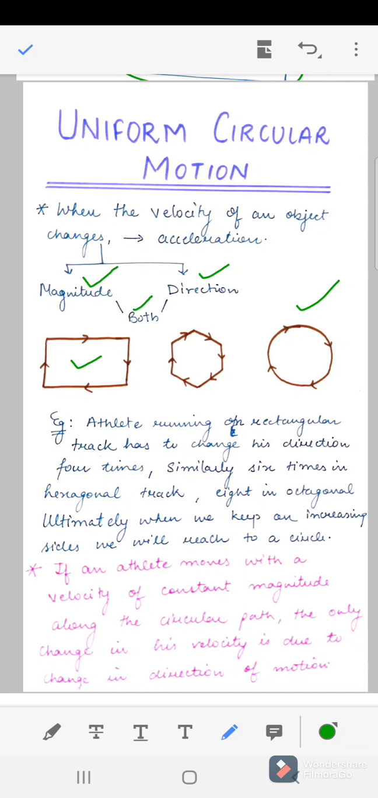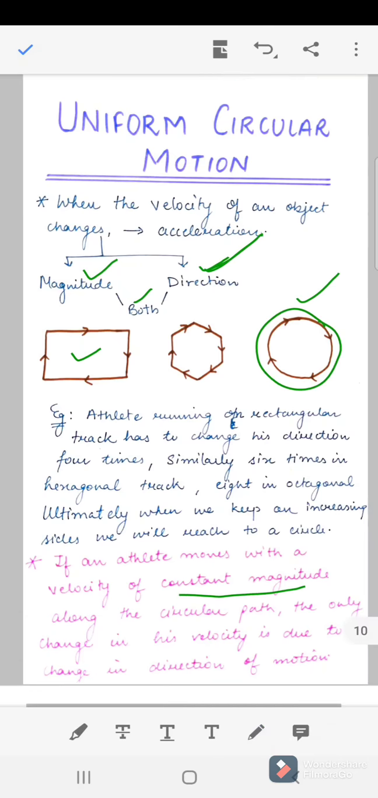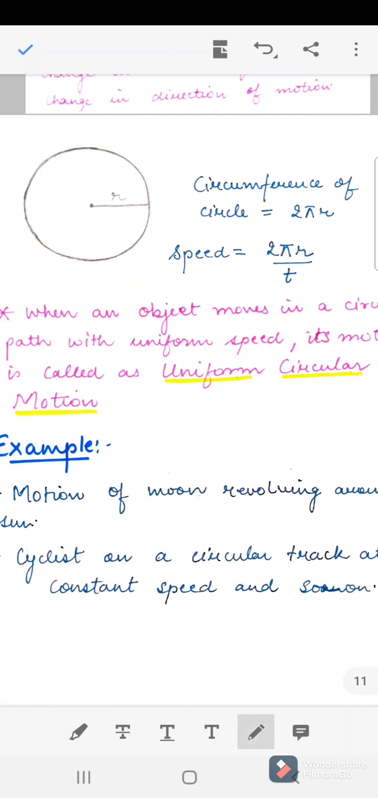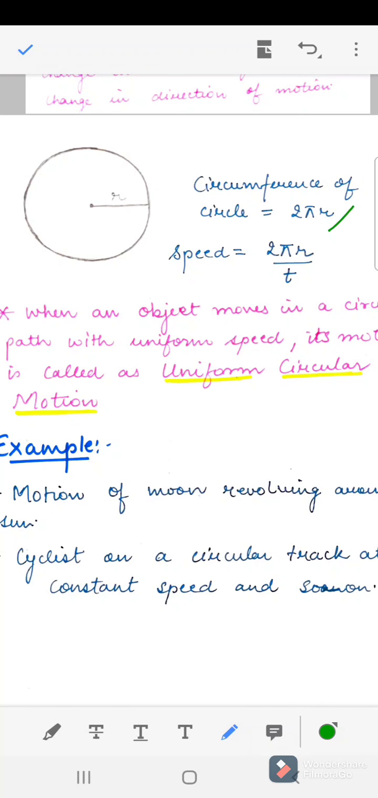If an athlete moves with a velocity of constant magnitude along this circular path, the only change in his velocity will be due to the change in direction of motion. So the change in direction of motion will provide the acceleration. The circumference of a circle is 2 pi r, where r is the radius of the circle, and when the athlete runs, he will cover the distance of the circumference, that is 2 pi r. So the speed of the athlete will be 2 pi r divided by t.